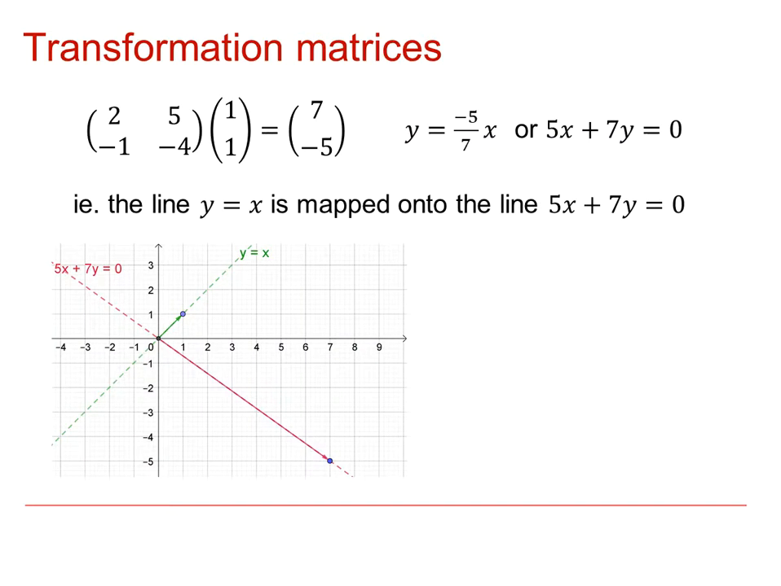Here we see that again, this time with a graph showing the vector (1, 1) and the image of that vector, which is (7, -5), so that the line y equals x is mapped onto the line 5x plus 7y equals 0.